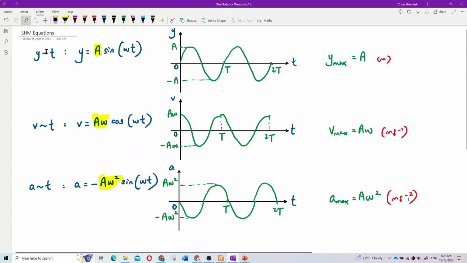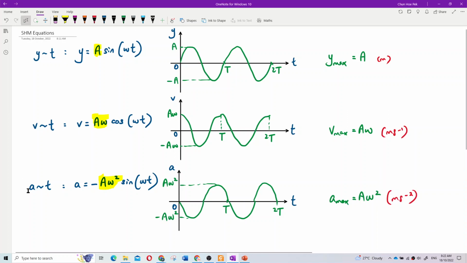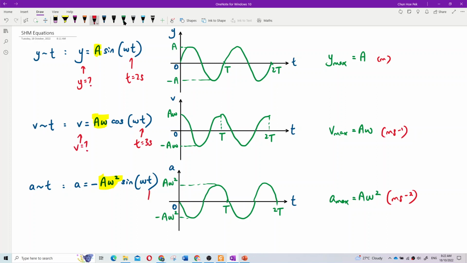So now we have displacement time, velocity time, and acceleration time equation. That means if we give a time, let's say I want the time at 2 seconds, what is the displacement? If time at 3 seconds, what is the velocity? If I get time of 4 seconds, what is the acceleration? Understand? So if you give time, you can get the displacement, the velocity, and the acceleration.